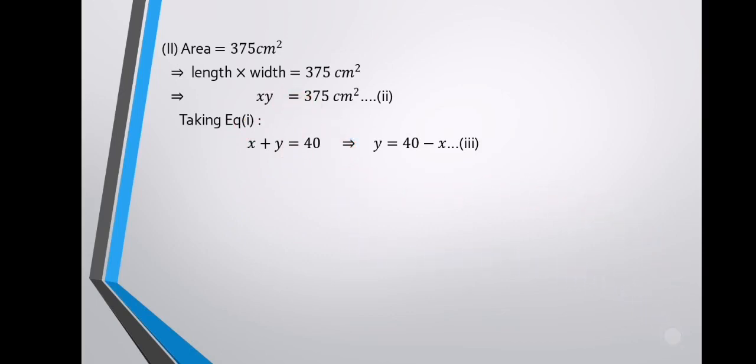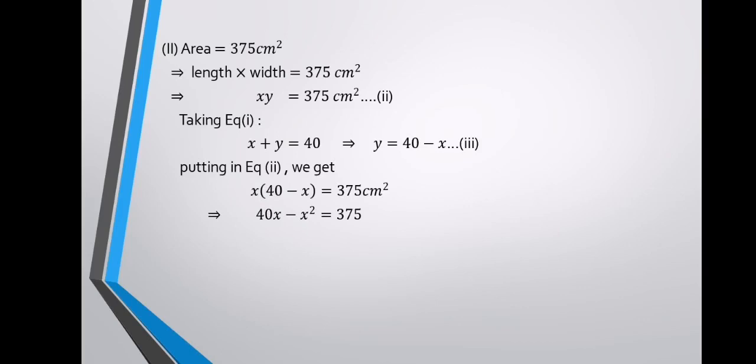to 40 minus x. Now putting this value in this equation number 2, we will just get x into 40 minus x is equal to 375. Multiplying x to the terms inside the bracket, we just get 40x minus x square is equal to 375. Now rearranging the values, we just get minus x square plus 40x minus 375 is equal to 0.